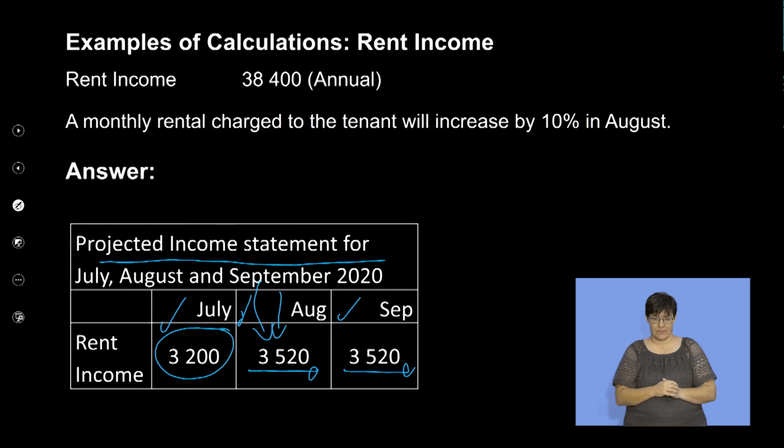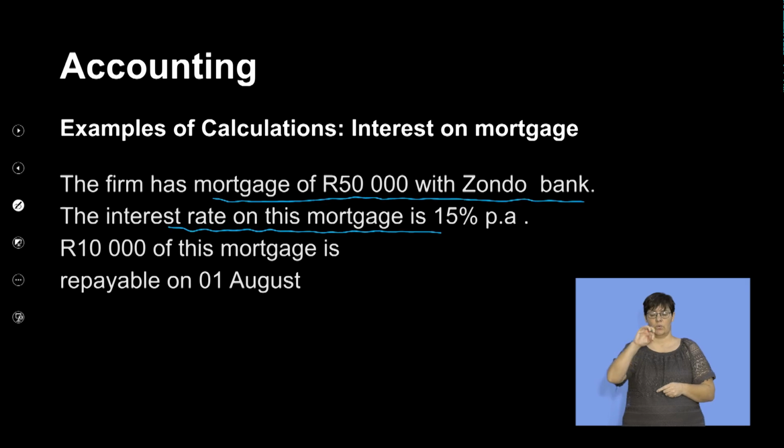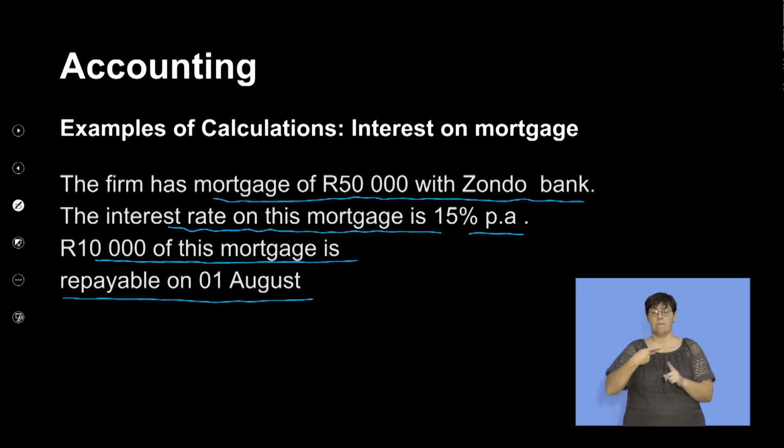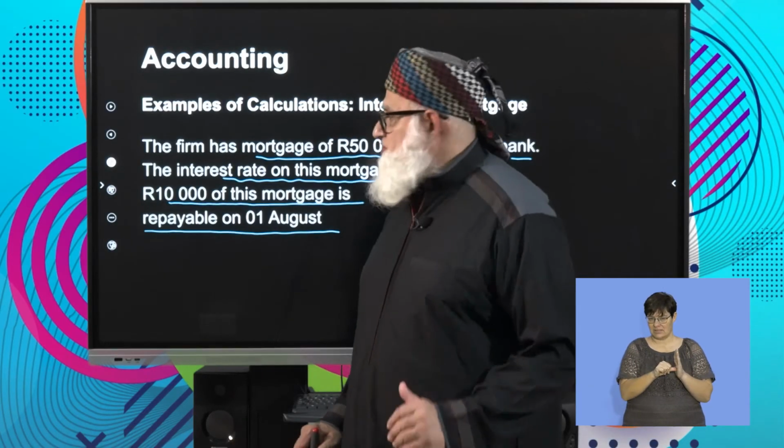Okay, next one. The firm has a mortgage of 50,000 Rand with Zondo Bank. The interest rate on this mortgage is 15% per annum. 10,000 Rand of this mortgage is repayable on the 1st of August. Once again, information pertinent to the question. Here we go.